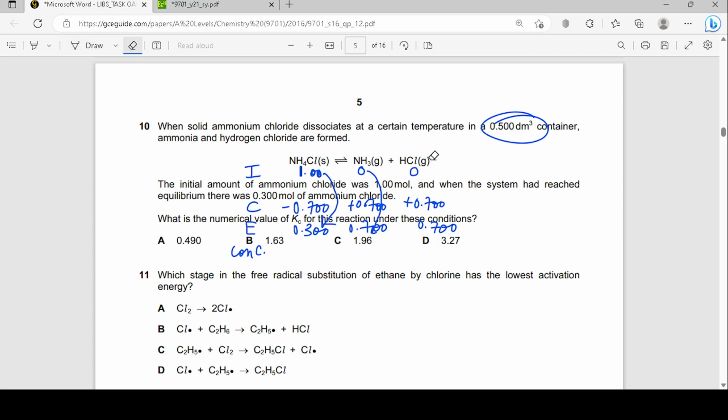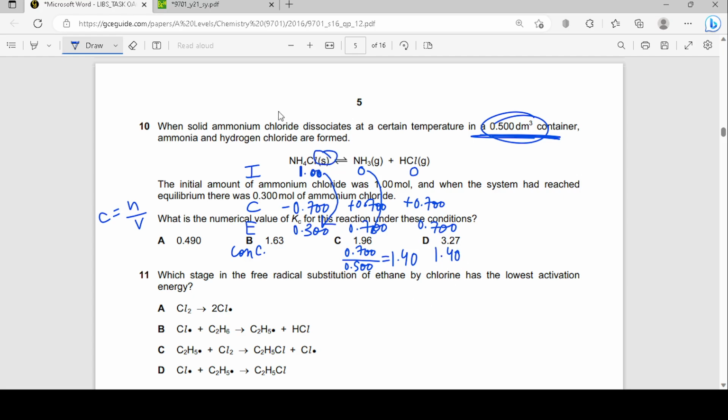So for the gases, it's simple. It's just going to be 0.700 divided by 0.500. So concentration equals moles per unit volume, so it's 0.7 divided by the volume of the container. So then that is going to be 1.40, and even this one is the same value, so this is also going to be 1.40.